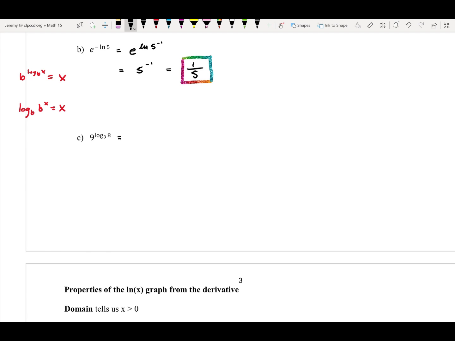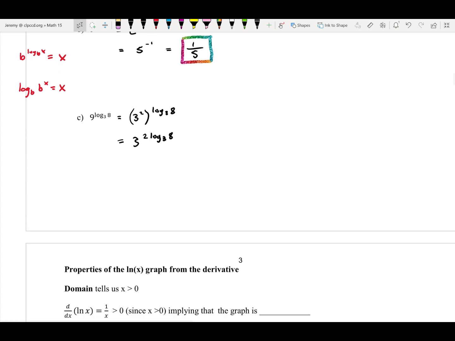However, with an exponential function, I could express 9 as 3 squared, right? So 3 squared to the log base 3 of 8. And then we have to remember the property of exponents. If we have an exponent, 3 to some power raised to another power, what we do in that case is we multiply the exponents together. Like that. And now this kind of looks like the previous example.